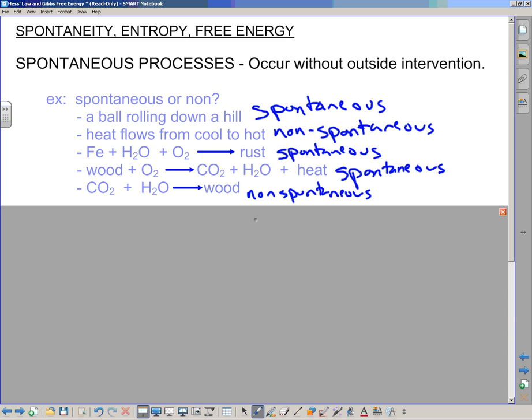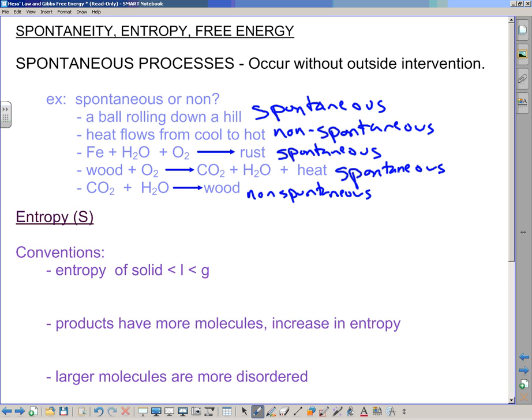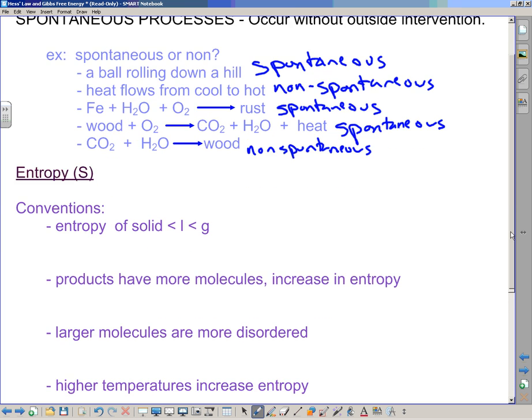Okay, for this process to occur, we need sunlight. Okay, we need some nutrients from soil, correct? Okay, but eventually, using carbon dioxide and water, we can make wood, correct? There are just some outside influences that have to go into that one. Any questions? All right, the next topic we have to talk about. We're going to take spontaneity and entropy, and we're going to combine them together into Gibbs free energy. So we need to talk next about entropy.